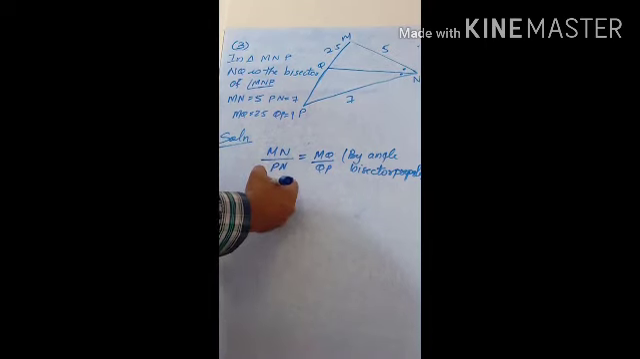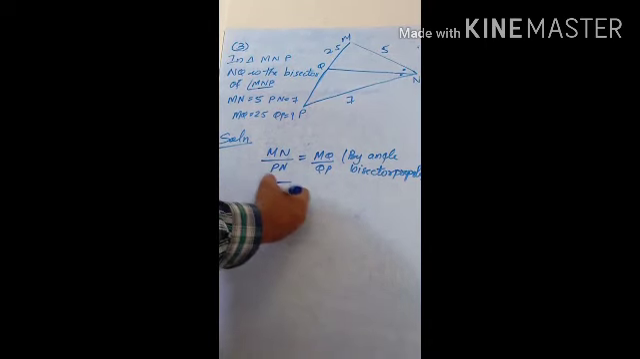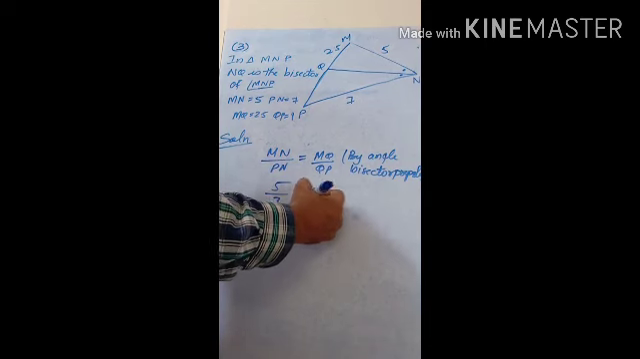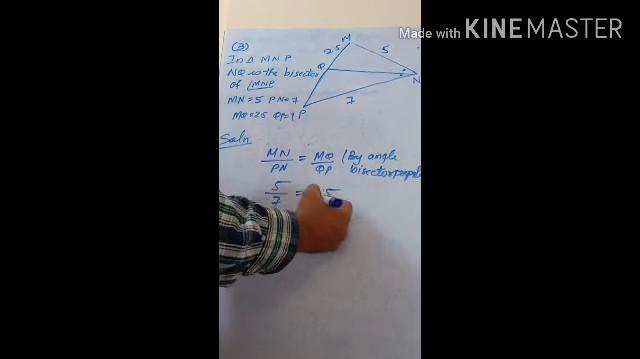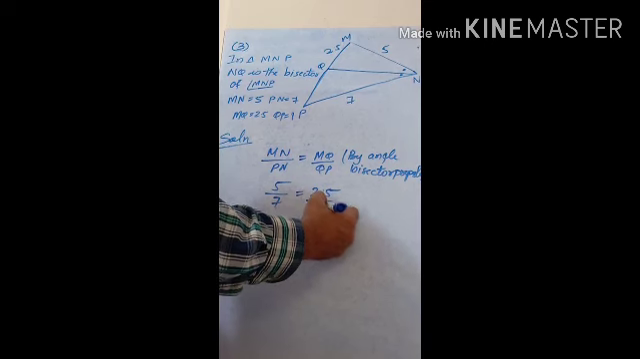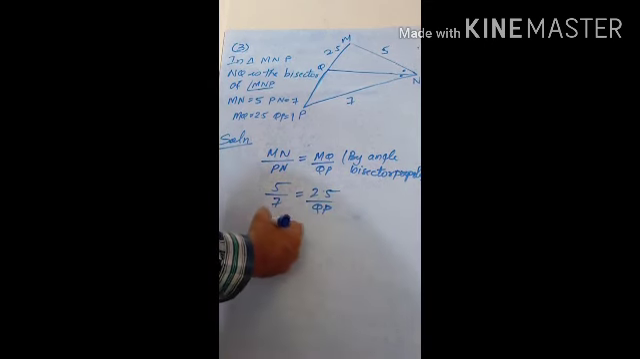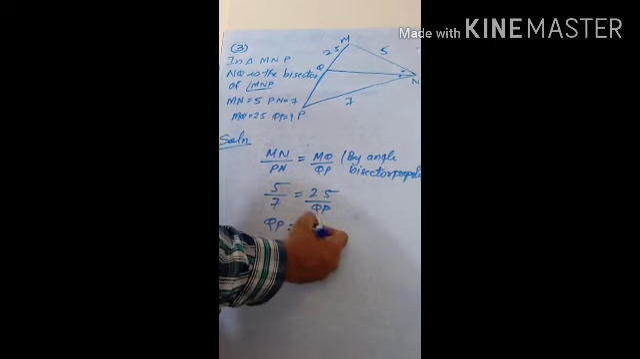Here, MN is a what? The value of MN is 5. And the value of PN is a what? 7. MQ is a what? 2.5. And QP is equal to, we don't know. Therefore, QP is equal to 2.5.